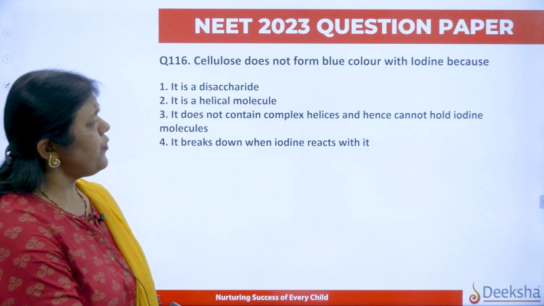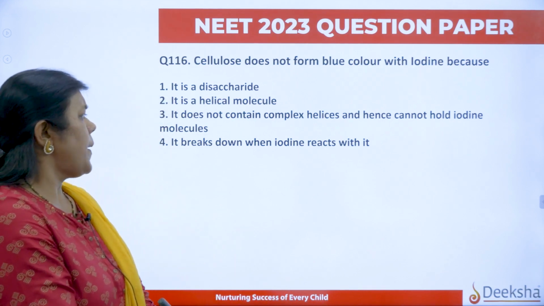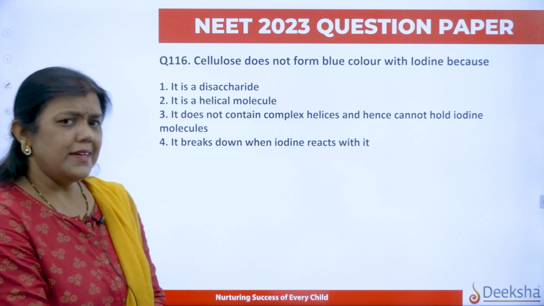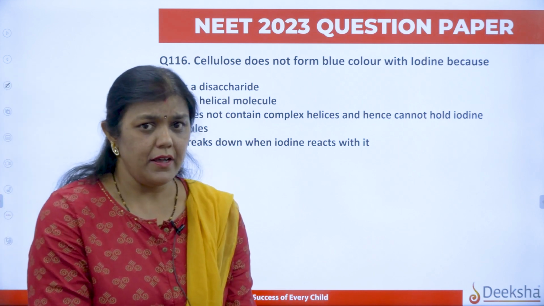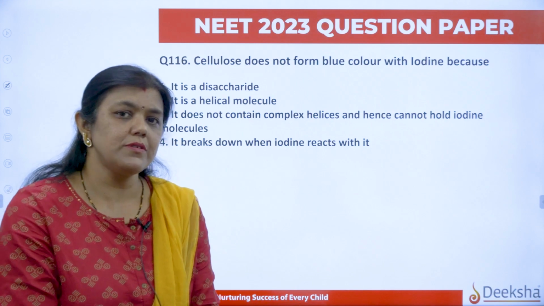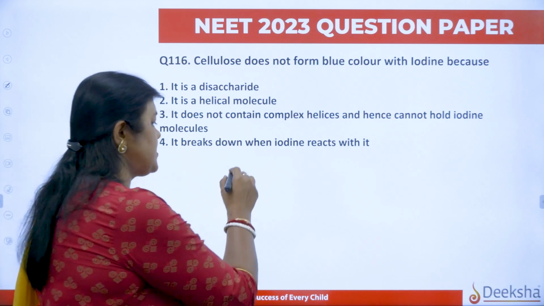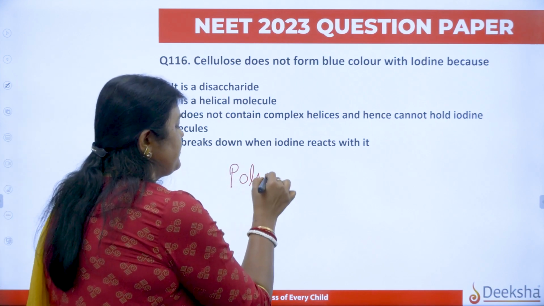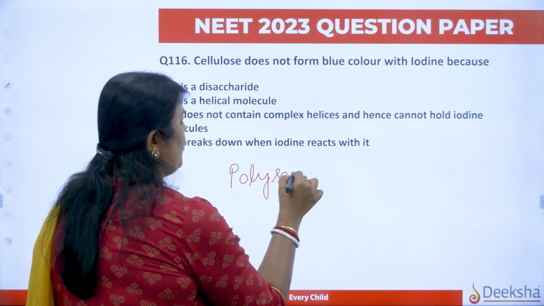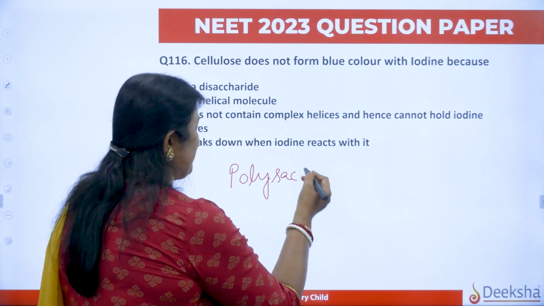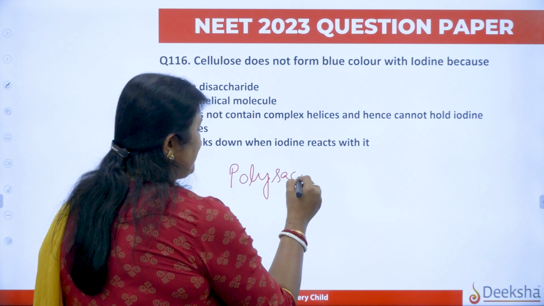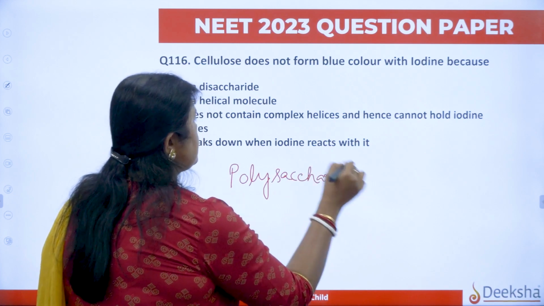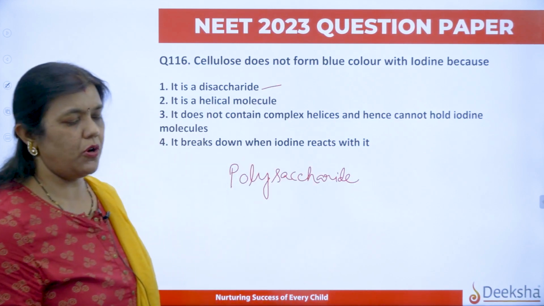Cellulose does not form blue color with iodine because. Is cellulose a disaccharide? No, right? What is cellulose? Come on, recall from the biomolecules chapter. As soon as I start writing poly, you will tell me, ma'am, we remember it is a polysaccharide, right? So cellulose is a polysaccharide. So option 1 is wrong.